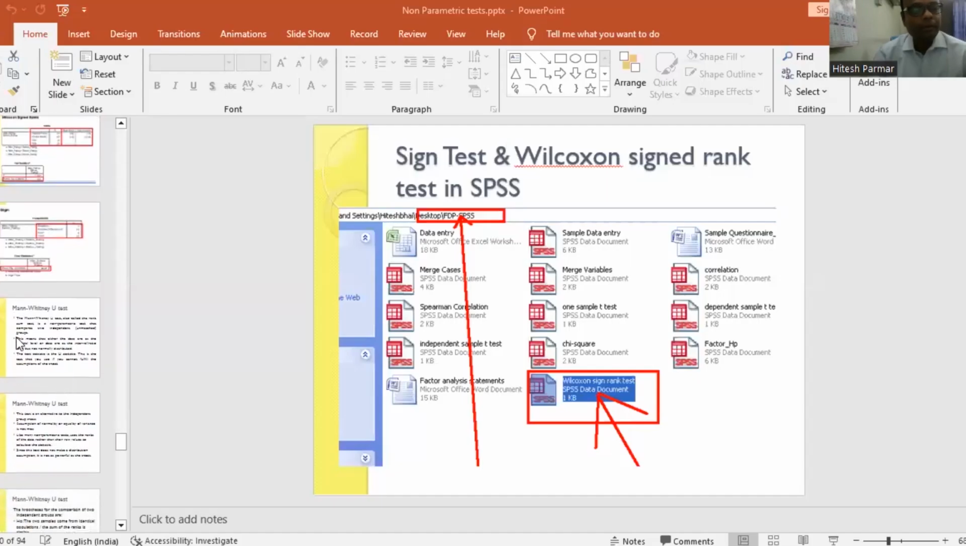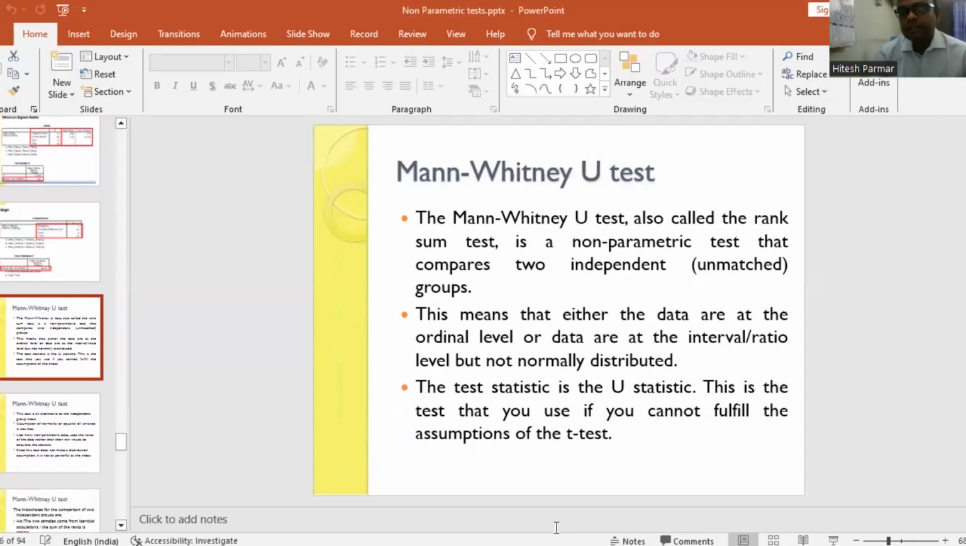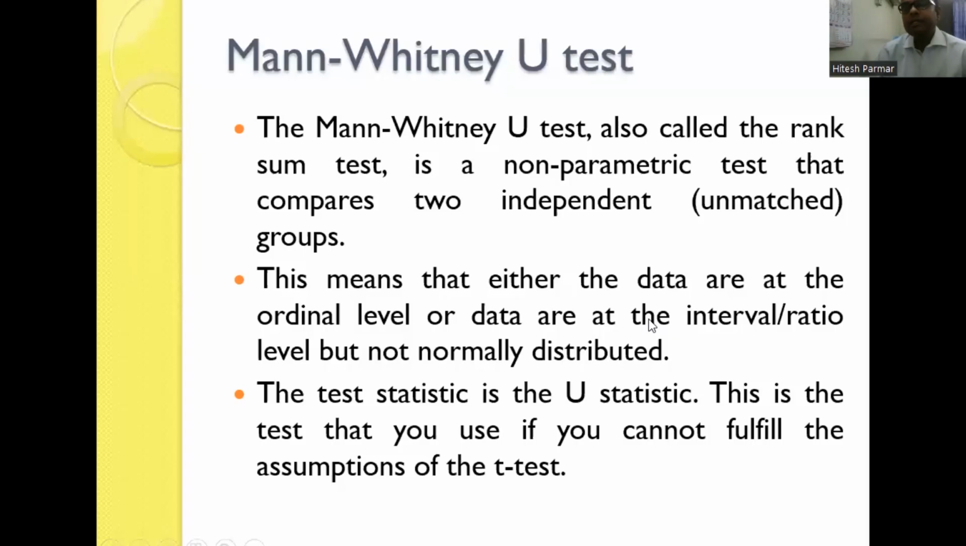The third non-parametric test that we are going to discuss is known as Mann-Whitney U-test. Now remember our discussion on independent sample t-test, right? We discussed independent sample t-test. So independent sample t-test can be applied where we need to compare two independent samples. We discussed gender and monthly mobile bill like this.